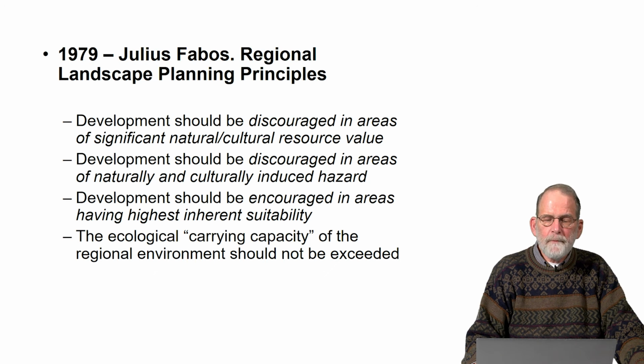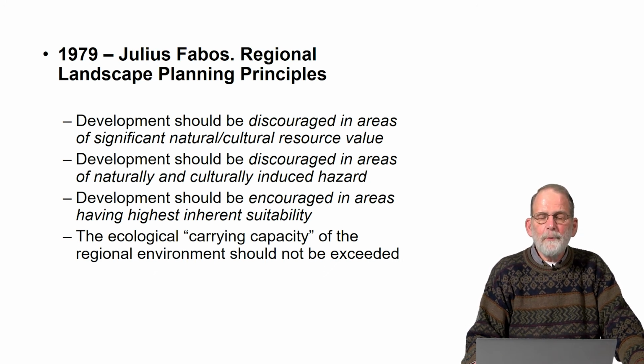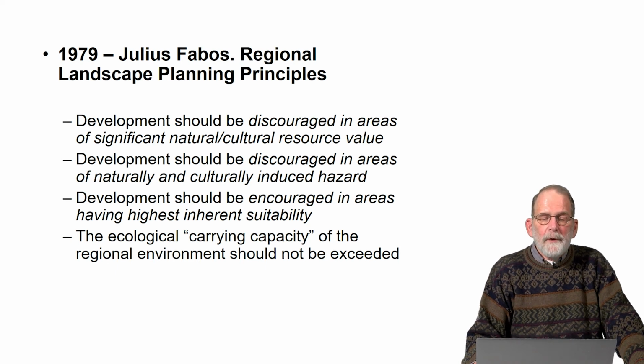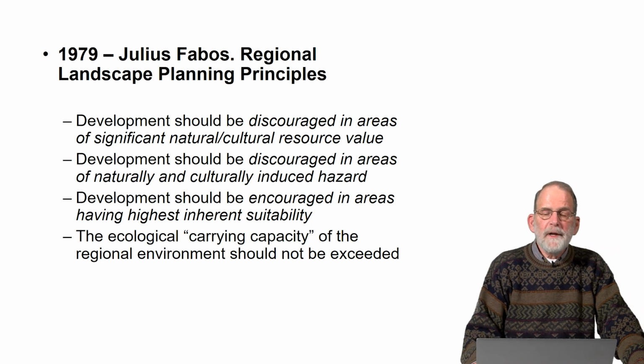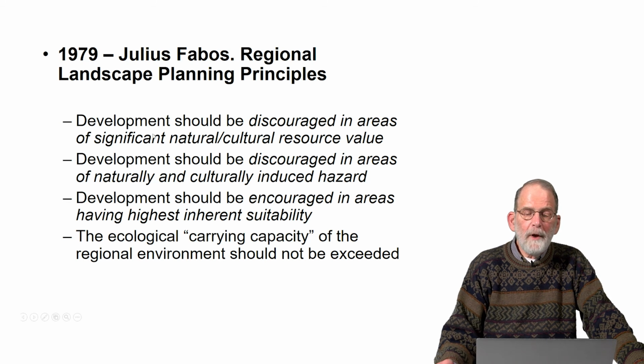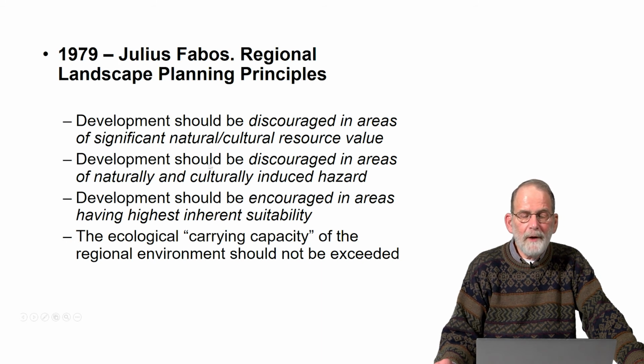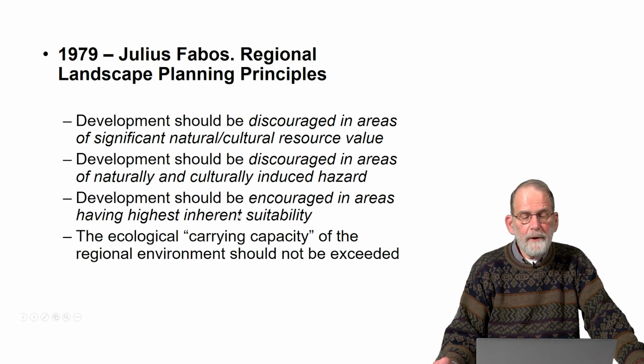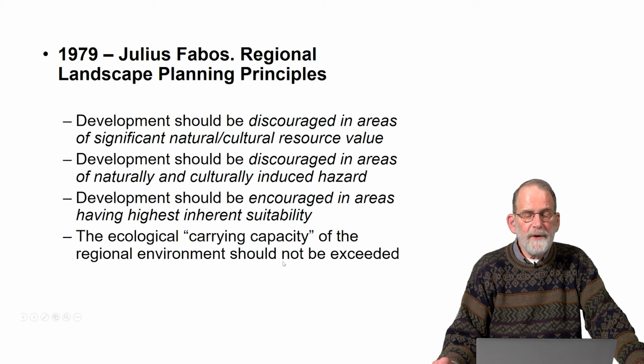land use types. In 1979, Julius Fabos, who was a professor of landscape architecture and regional planning at the University of Massachusetts, developed a concept called regional landscape planning principles. He suggested 4 basic principles. Development should be discouraged in areas of significant natural and cultural resource value. Development should be discouraged in areas having natural and culturally induced hazards. Development should be encouraged in areas having highest inherent suitability. And finally, the ecological carrying capacity of the regional environment should not be exceeded.